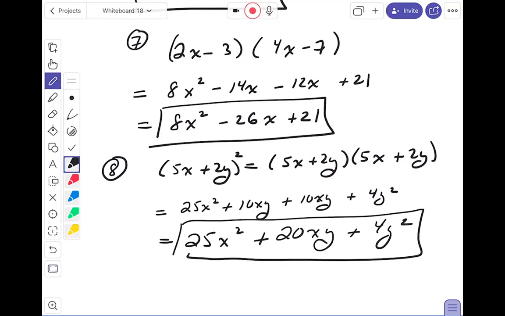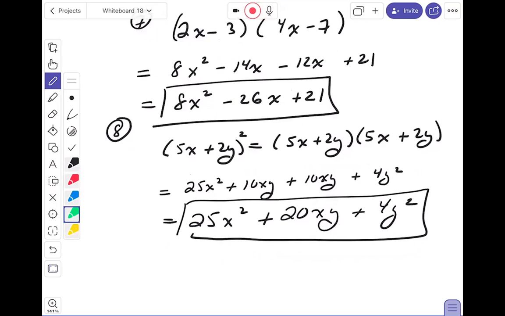I want to be honest with you. In time, you might be able to do that without doing any writing whatsoever, except by putting the answer down. That's up to you, though. Don't know what practice you put in. Let's see if we got it right, though. So I'm looking at it. Looks fine. 25x squared plus 20xy plus 4y squared. Looks great. Let's go to number 9.